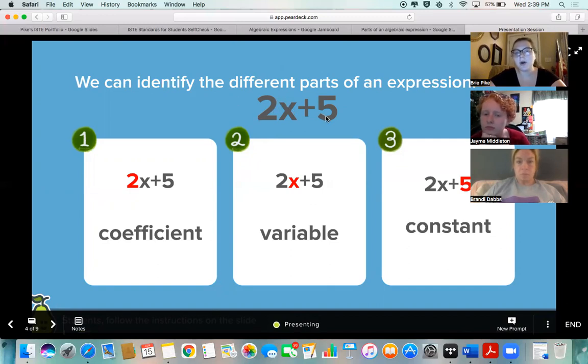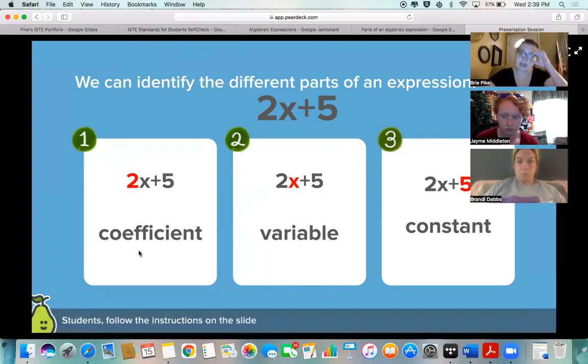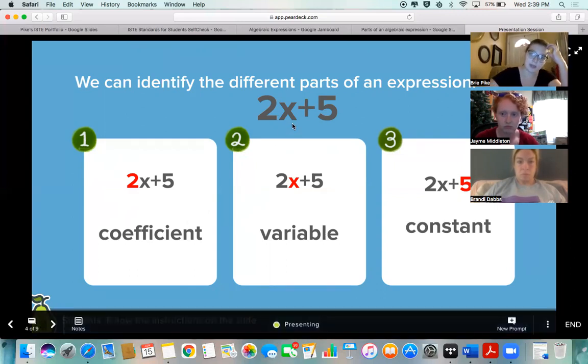So each different part of an expression has a different name. So Jamie, can you read this first one for me? It's the 2x plus 5, but the 2 is in red, and that means the 2 is a coefficient. A coefficient, right? So anytime we have a variable, the number that is in front of the variable is called our coefficient. So what if I took that 2 away? What if it just said x plus 5? Do you think I still have a coefficient?